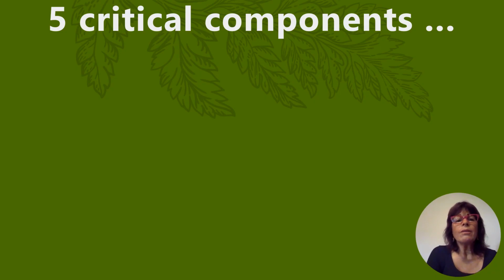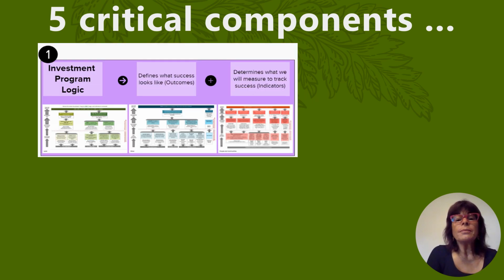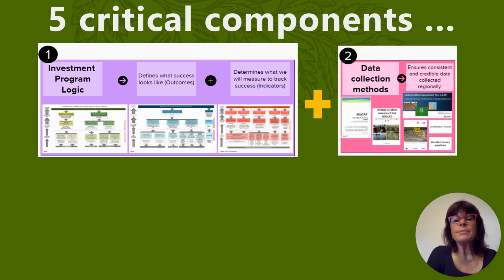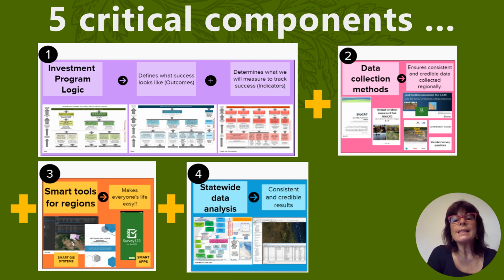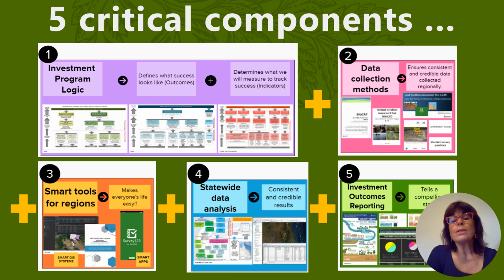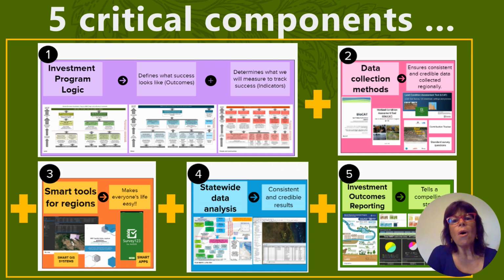So just in summary, those were the 5 critical components of the Statewide Indicators Framework: the program logic, the data collection methods, the smart tools for the regions, the statewide data analysis systems, and the investment outcomes reporting and communication products. And it's really the combination of all of these 5 components that makes up the Statewide Indicators Framework. They are all critically important, and without any one of them, we wouldn't be able to tell the story that we've been able to tell.